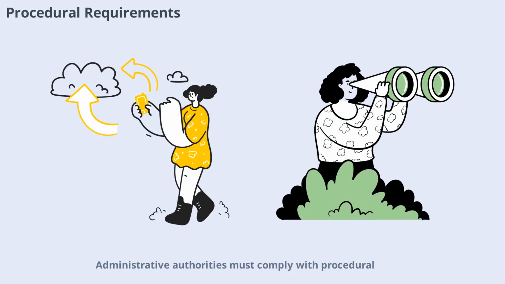Administrative authorities must comply with procedural requirements and principles of natural justice. If a mandatory procedure is ignored, the exercise of power is invalid. Whether a procedure is mandatory or directory is decided by the courts. Observing natural justice ensures fairness, transparency, and accountability in administrative actions, reinforcing the legitimacy of discretionary decisions.